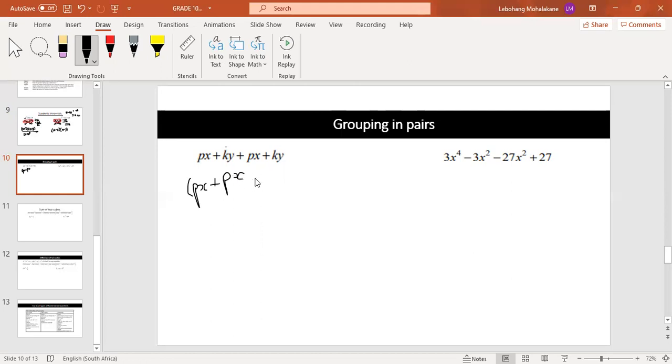I can simply add them. I don't think I need to factorize them. Px plus px is 2px. Then ky plus ky is 2ky. Then the common factor here is 2. So 2 times px plus ky. That is it.